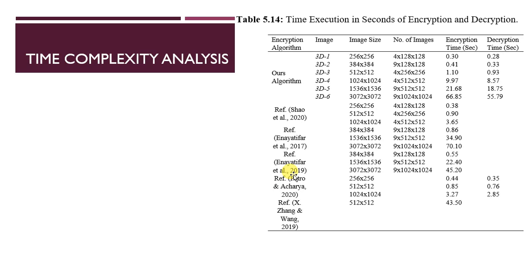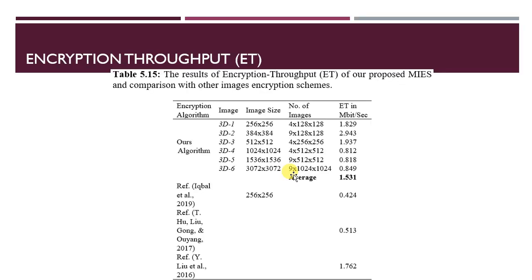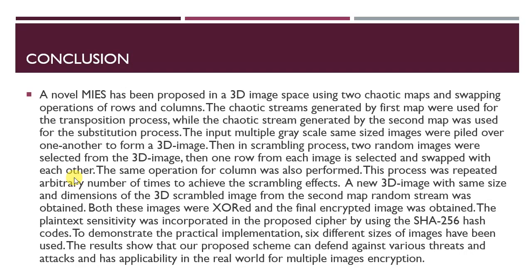Time complexity. The time complexity shows the encryption and decryption process time. The encryption and decryption process time in seconds is far less than other encryption schemes. So our encryption scheme has far better time execution than the other encryption schemes. Throughput analysis. The throughput analysis shows that our image encryption scheme, with an average of 1.531 Mbps, is far better than some other image encryption schemes. So the encryption throughput is also better.